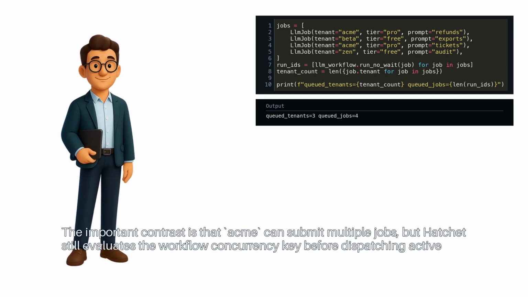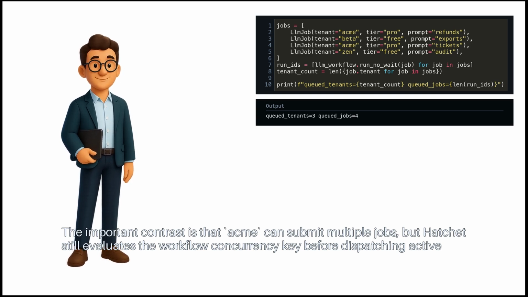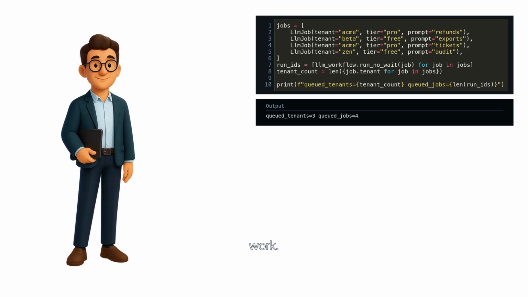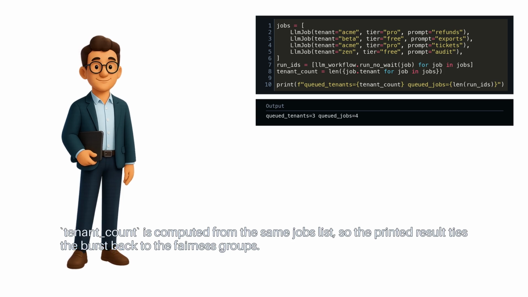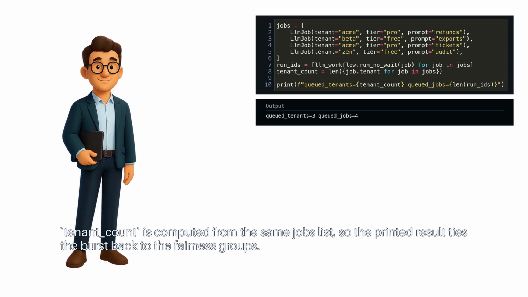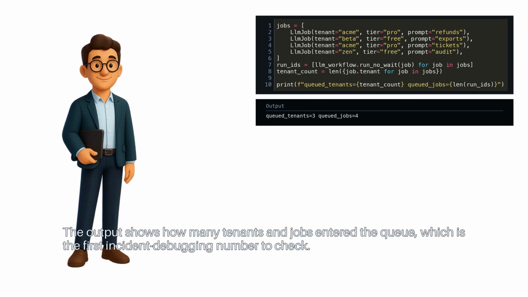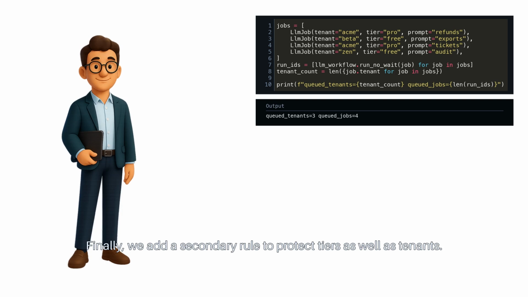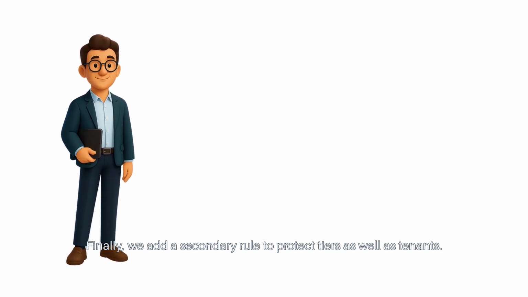The important contrast is that Acme can submit multiple jobs, but Hatchet still evaluates the workflow concurrency key before dispatching active work. Tenant count is computed from the same jobs list, so the printed result ties the burst back to the fairness groups. The output shows how many tenants and jobs entered the queue, which is the first incident debugging number to check. Finally, we add a secondary rule to protect tiers as well as tenants.